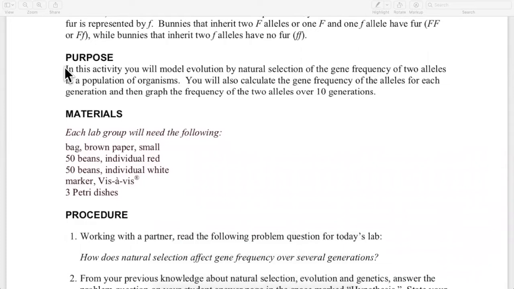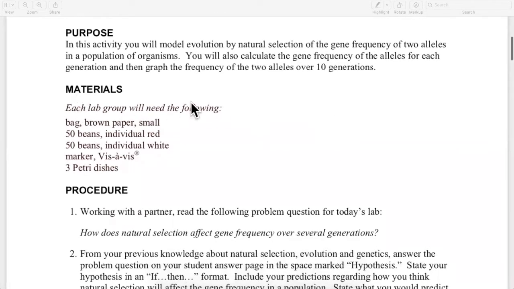The purpose in this activity: you will model evolution by natural selection of the gene frequencies of two alleles in a population of organisms. You will see how the gene frequency changes from generation to generation. You will also calculate the gene frequency of the alleles for each generation and then graph the frequency of the two alleles over 10 generations. I made the graph for you. You just have to plug in the numbers.